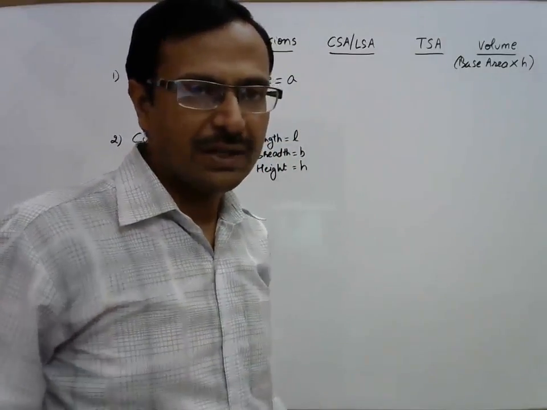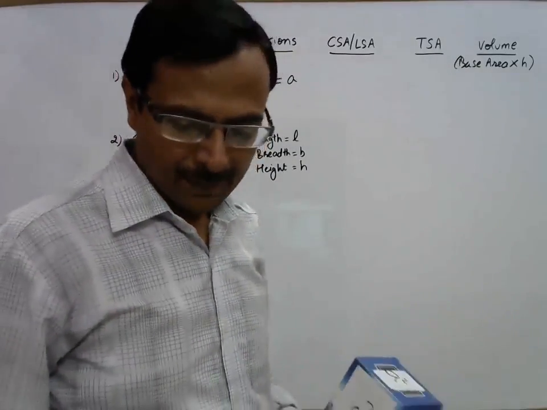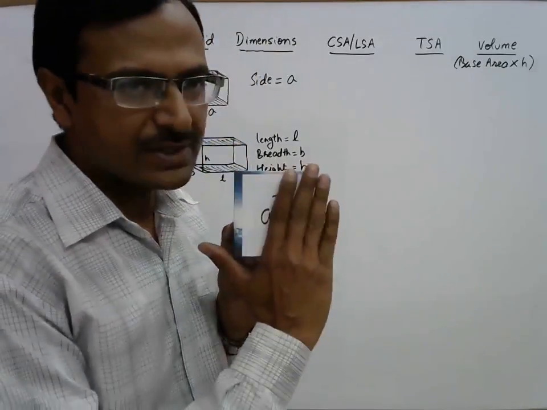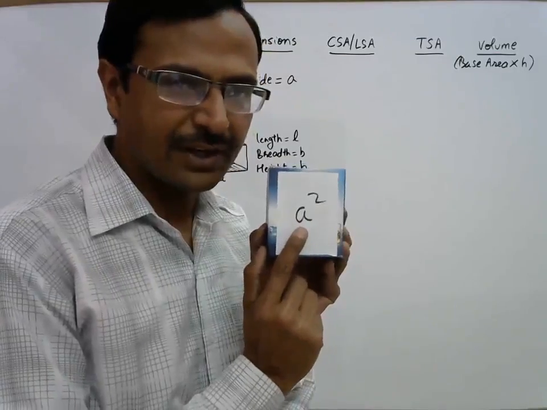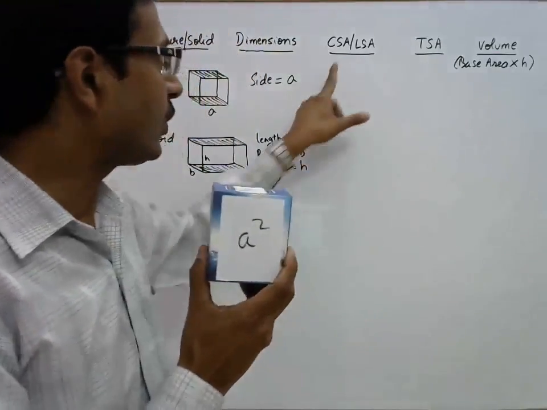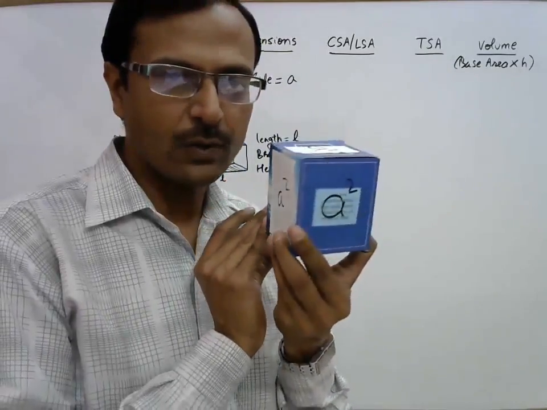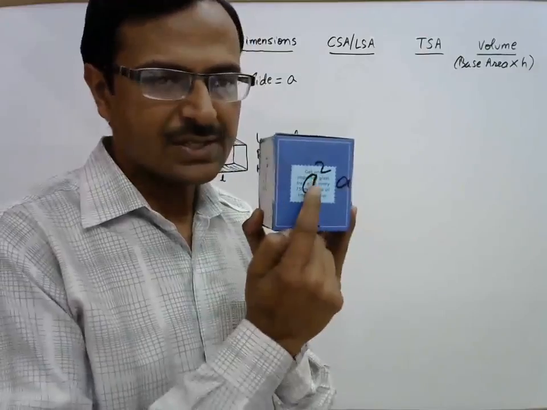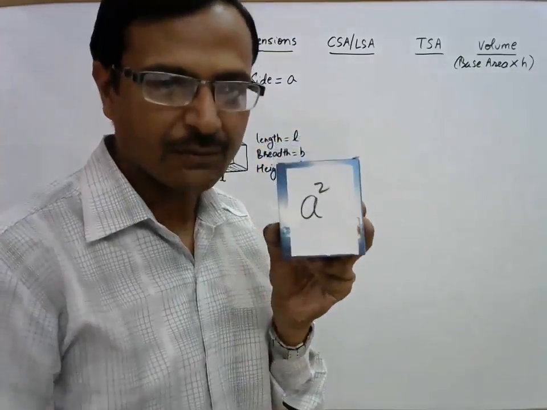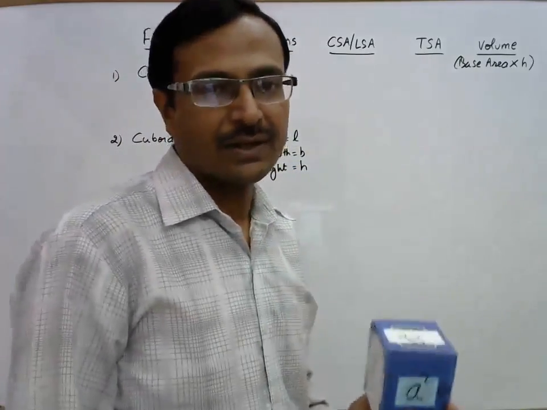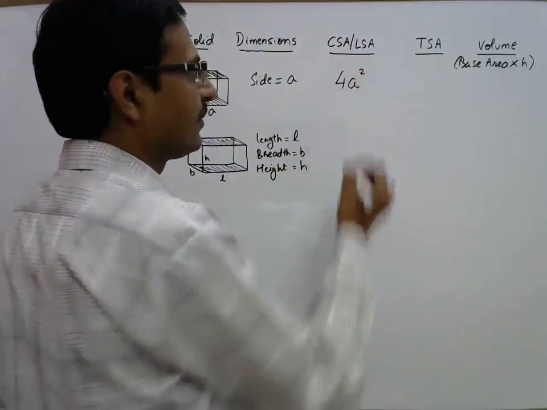I'll just quickly do it because most of you saw it in the previous video. See, this is one square. So the area of a square is side square, that is a square. I've written it here. So if we are talking about curved surface area, then we will consider only the 4 faces which are all around this cube. So a square, a square, a square and a square. There are 4 a squares. So the curved surface area of a cube is 4 times a square.